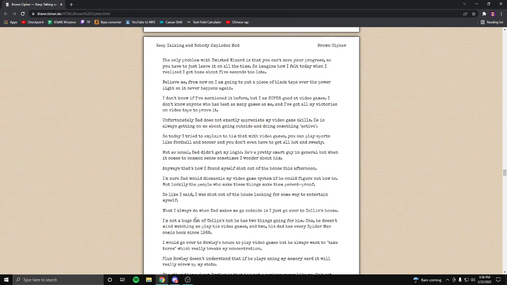Believe me, from now on, I'm going to put a piece of black tape over the power light so it never happens again. I don't know if I've mentioned this before, but I am super good at video games. I don't know anyone who has beat as many games as me, and I've got all my victories on videotape to prove it. Unfortunately, Dad does not exactly appreciate my video game skills.